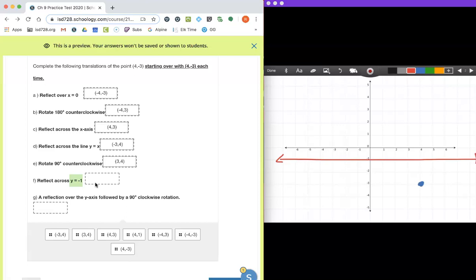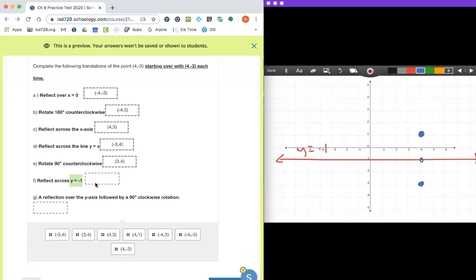Okay, that's y = -1. So y = -1 is a horizontal line. Now I just need to look at my blue dot, and I need to move it up 2 to get to the red line. So I need to move it up 2 more to get my final answer here.